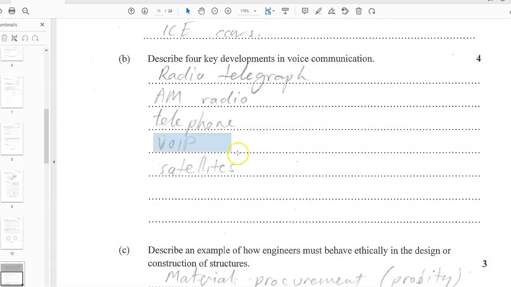Voice over IP is using the internet. So if someone talked about Zoom, Zoom allowed for teleconferencing during the pandemic. That's a mark. Satellite phones allowed people to speak over long distances before the use of the internet. So when we're talking about things like talking internationally, it allowed for international communication.